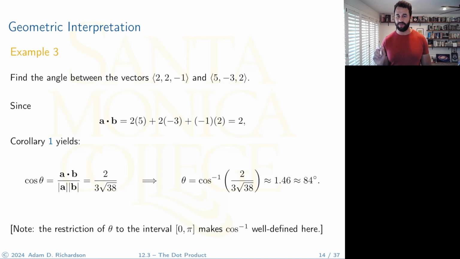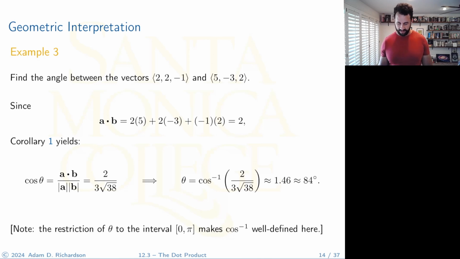This is a good point to point out that this is one of the reasons why we restricted the angle theta to be in the interval 0 to 2 pi. This is what makes cosine inverse well defined. If you remember from trigonometry or calculus 2, in order to define the inverse trig functions, you have to restrict the domain. And this is the conventional domain restriction for cosine. The reason we do that is because that way when you actually do inverse cosine, you get a well-defined function. So that's another reason why we have that restriction.